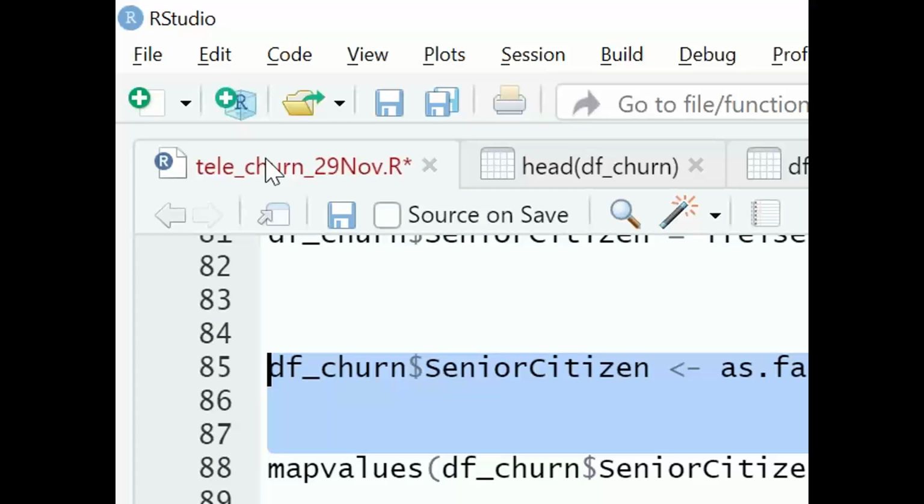Right, are we clear on this point, on how we have replaced the values from 0 to 1? So two ways, and I have just shown you both the ways over here.